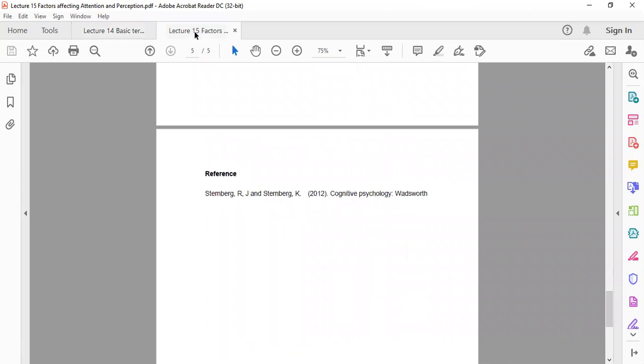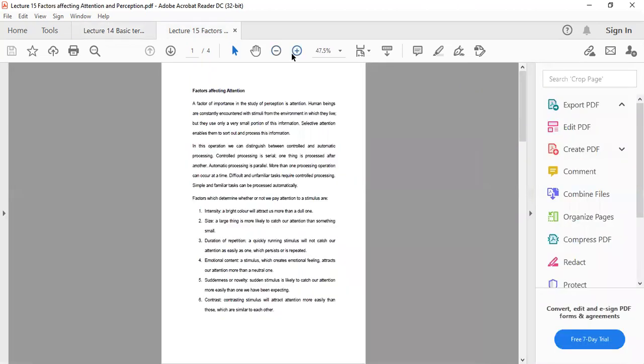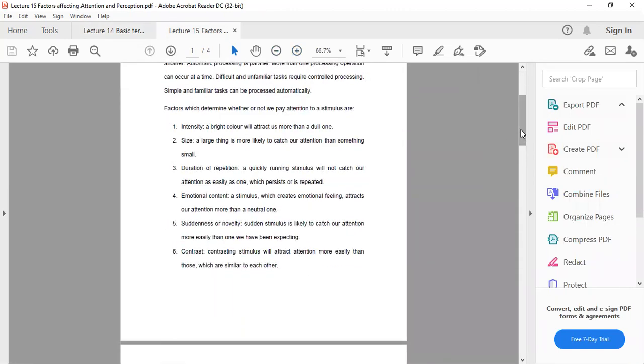Now also looking at some other factors which affect attention and perception. There is intensity. A bright color will attract us more than a dull color. The louder the sound, the more it attracts you than a lower sound, unless you're in a noisy environment and you just hear something quietly happening beneath. So intensity is how big or how small it is in terms of the pressure.